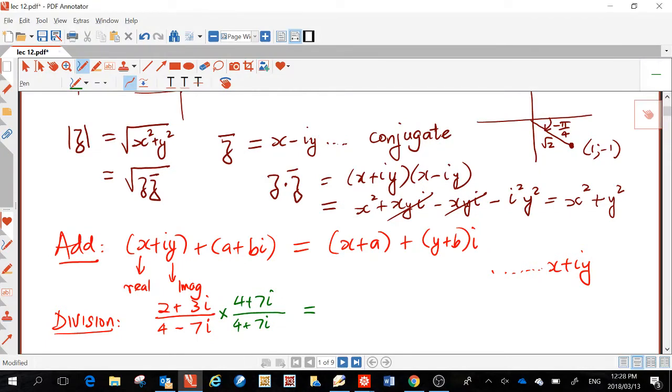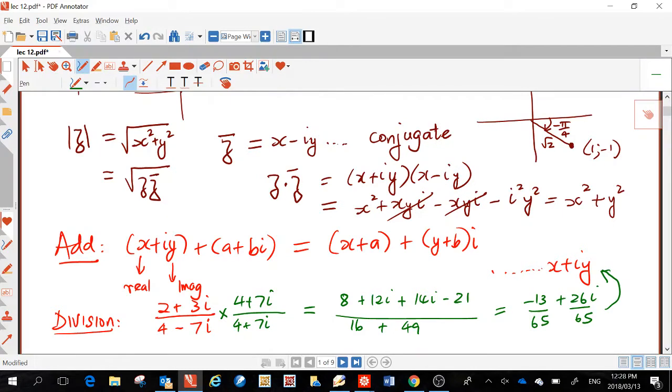On the top, you'll get 4 twos are 8, plus 12i, plus 14i, 7 threes are 21i squared, so it's minus 21. At the bottom, it's a number times its conjugate, so it'll be a squared plus b squared, 16 plus 49. It'll be a difference of 2 squares, but with the i squared, it's minus 1, and the difference of 2 squares will become a sum of 2 squares. So effectively, you've got 8 minus 21 is minus 13, plus 26i. What's 49 plus 16? 65. So there you go. It's in that shape, x plus iy. And that number can be plotted on the coordinate plane.